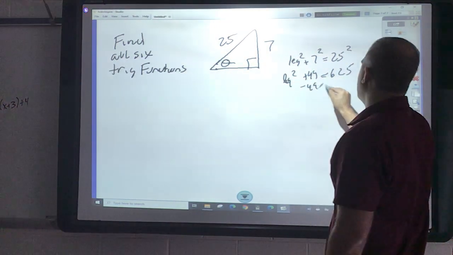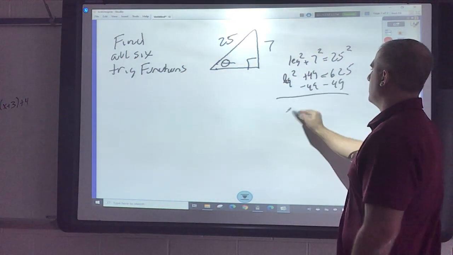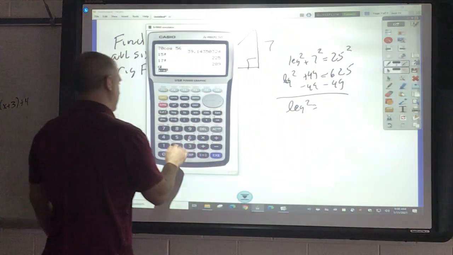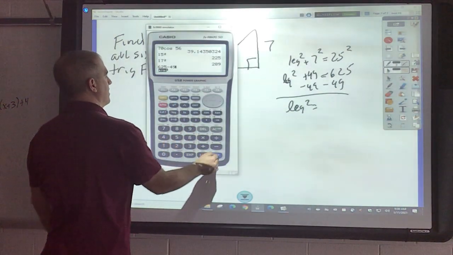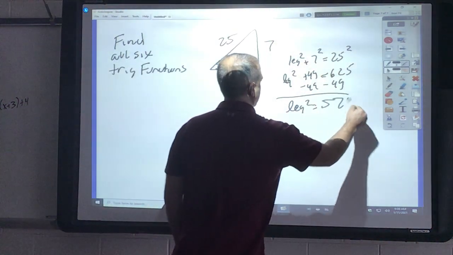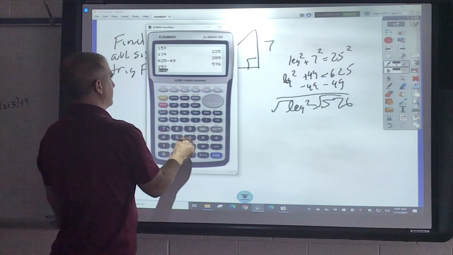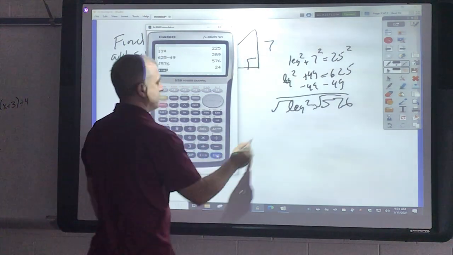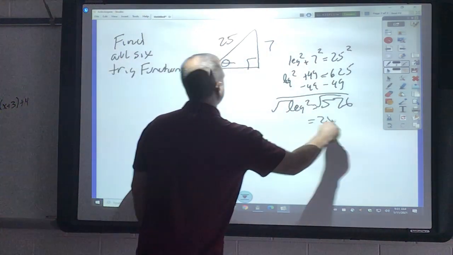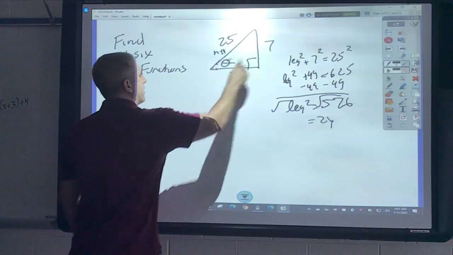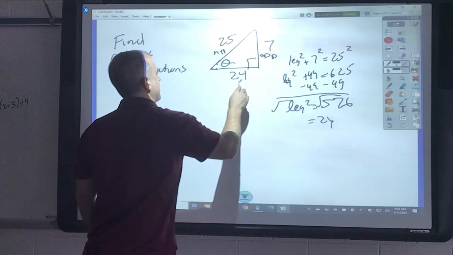Okay, subtract the 49. So I got legs squared equals 625 minus 49, which is 576. And the square root of 576, I think, ends up being something nice. It does. It's going to be 24. Okay, so that's 24. I label this the hypotenuse, clearly. Since I'm going off this angle, this is opposite, and this is adjacent.